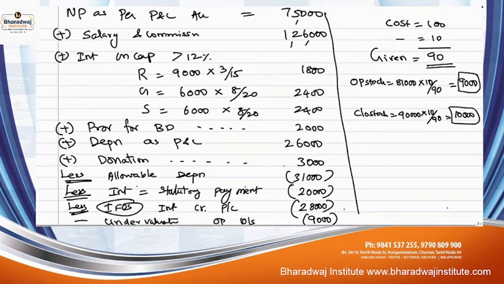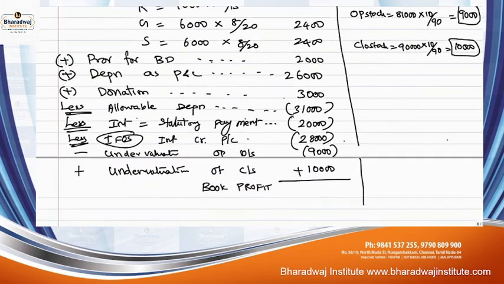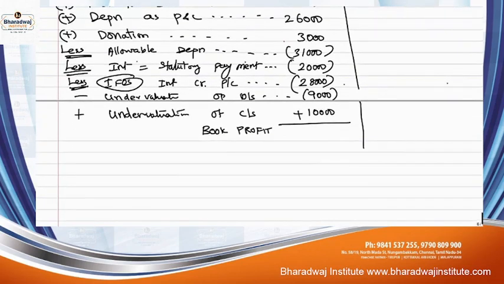So take net profit as per P&L account, add salary, add interest, add provision for bad debts, depreciation, donation. Provide for allowable depreciation, then provide for statutory payment, that is interest, then eliminate income that belongs to other heads. Stock adjustment: we eliminated undervaluation of opening stock because it has increased the profit. Closing stock undervaluation we add back, it has reduced the profit. So what is the book profit you get?